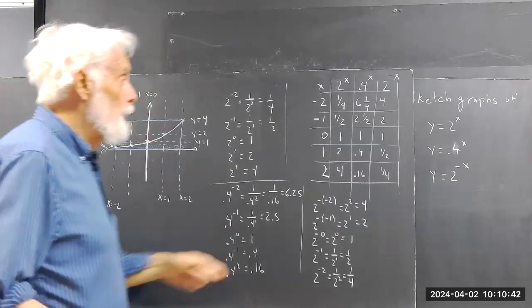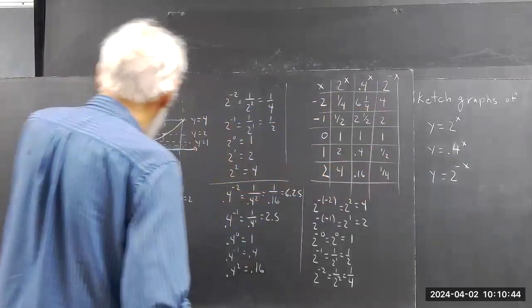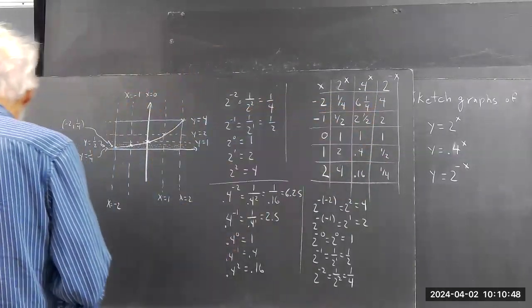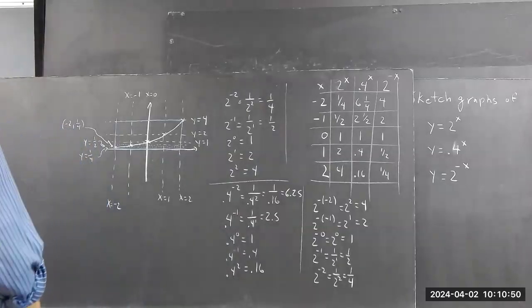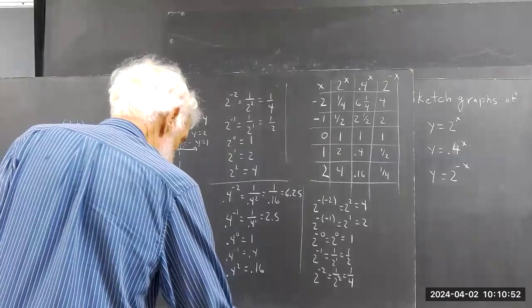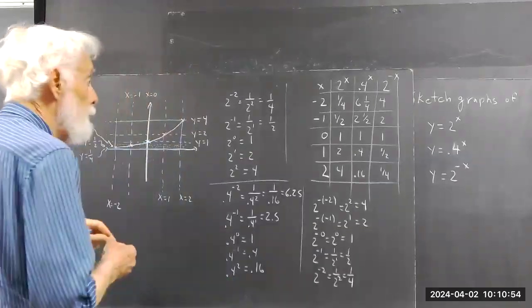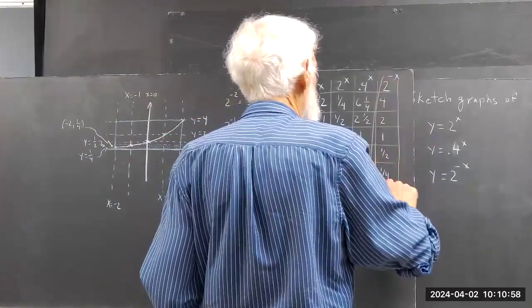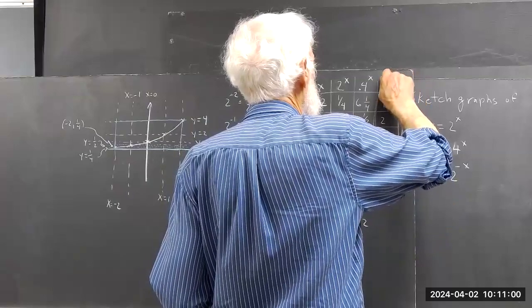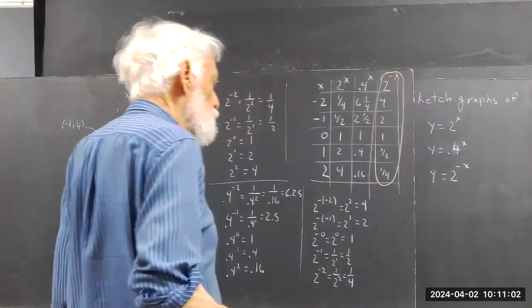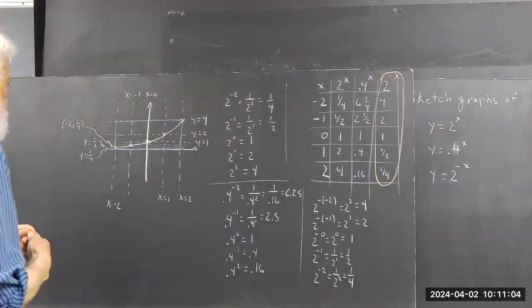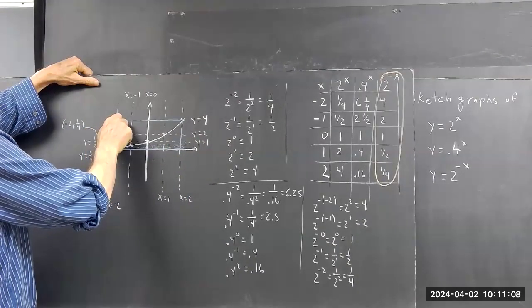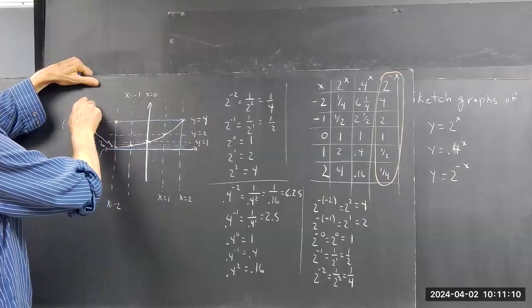Now, to do 2 to the negative x, well, when x is negative 2, y is 4. Let's use some colors here. Let's find some colors to use. Okay. So, for this column, I'm going to use this unappealing orangish brown. Okay. Stands out nice. So, negative 2, 4.